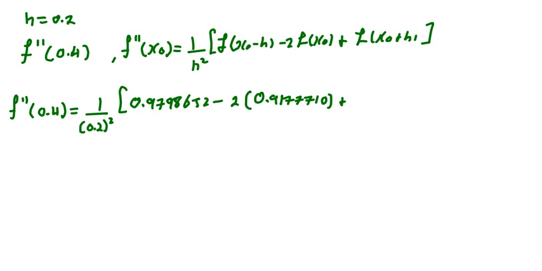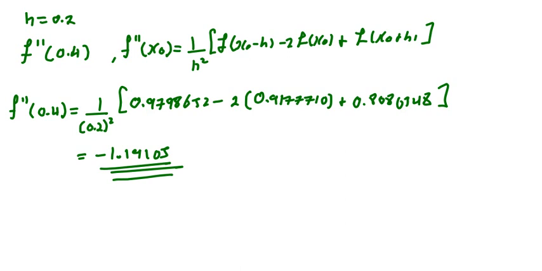Plus for this part as well, it is 0.4 plus 0.2, which is 0.6. So you're looking for f of 0.6 from the table, which is 0.8080348. So what does this end up to be? When you do the final answer, this is just going to be minus 1.19105, and that's the approximation of the second derivative at 0.4.